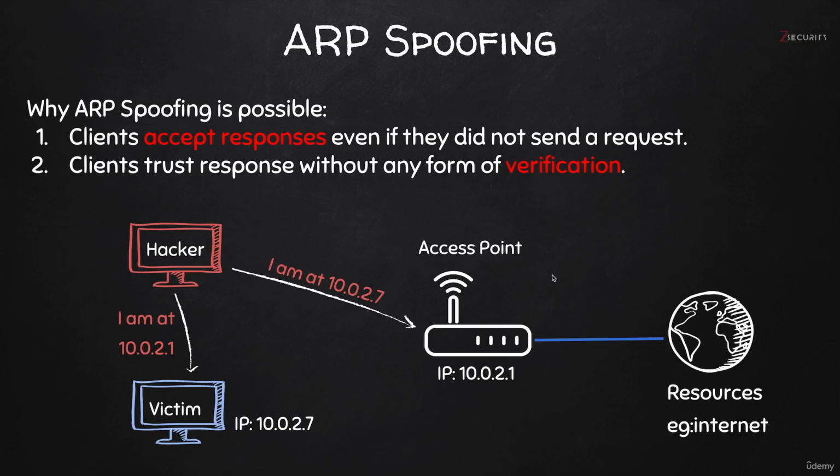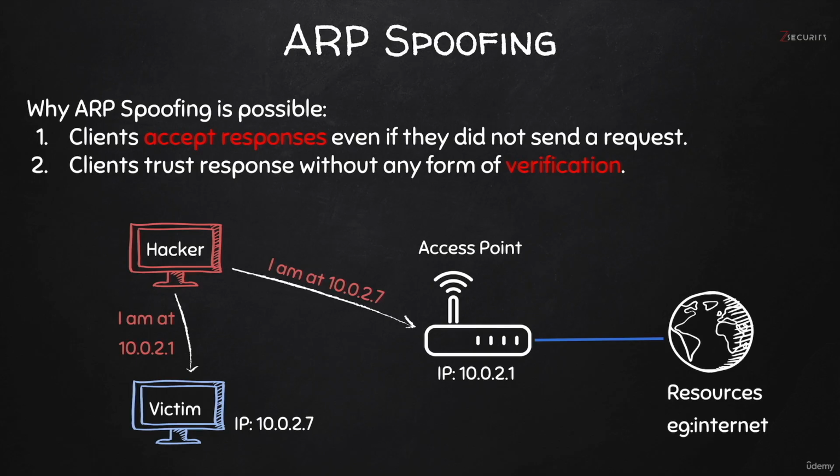Not only that, but they're also not going to verify who I am. So when I say that I am at 10.0.2.7, I am clearly not at that IP because this computer is at this IP. But the access point will trust this and it'll actually update its ARP table based on the information that I send. Same goes to the victim. I'm gonna tell it that I am at 10.0.2.1. It's gonna trust and believe this, even though I am clearly not at this IP because the access point is at this IP. So these are the two main weaknesses with ARP protocol that allow us to run ARP spoofing attacks.